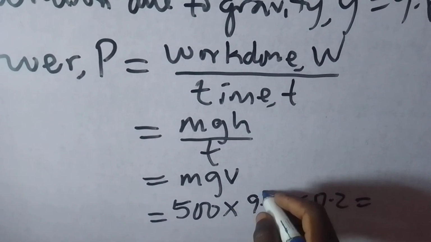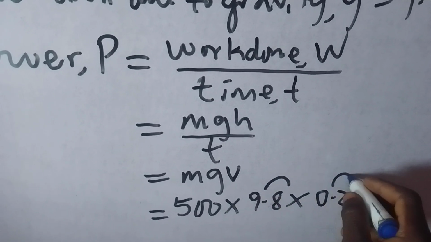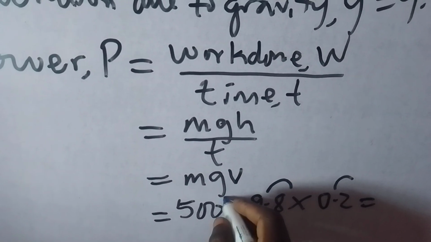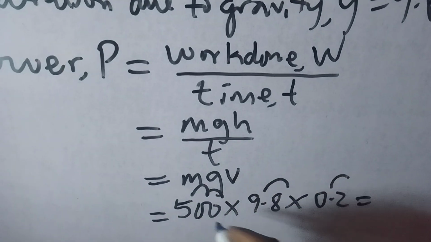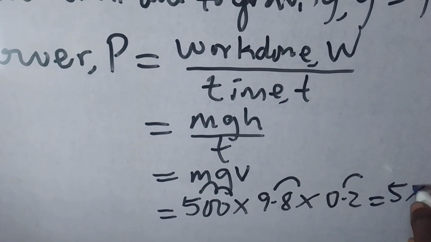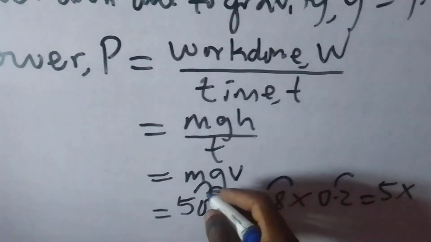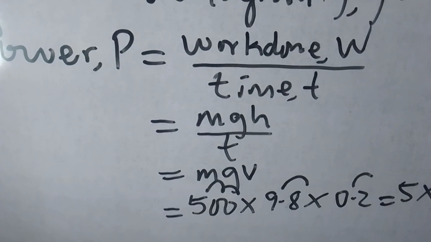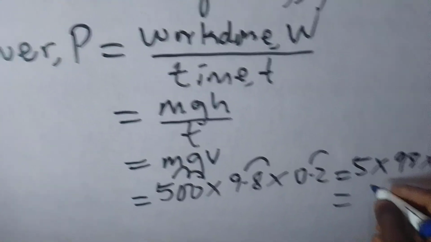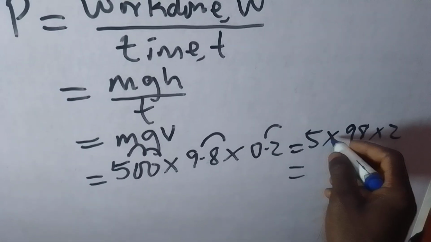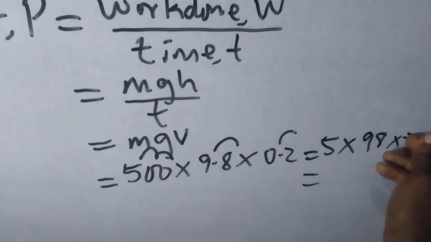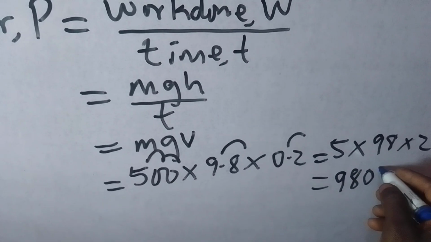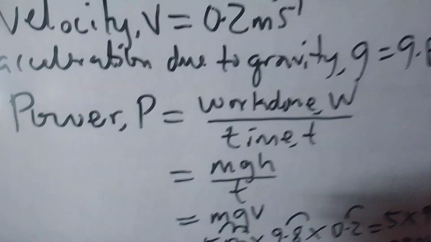We can move this out by one decimal place, so we have 98 and we have 2. If we do that, we'll move this two places, so we have 5 times, if we move these two to balance these 2 places that we moved, 500, we'll have 98 times 2. 5 times 2 will give us 10, and 10 times 98 will give us 980 watts.